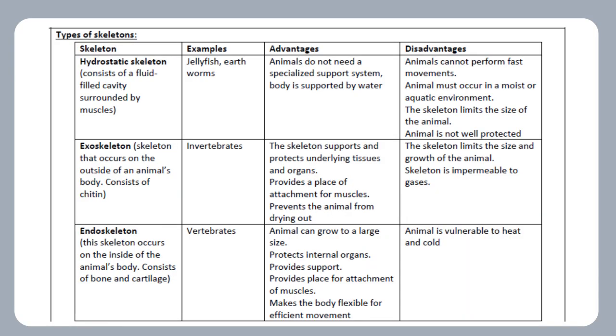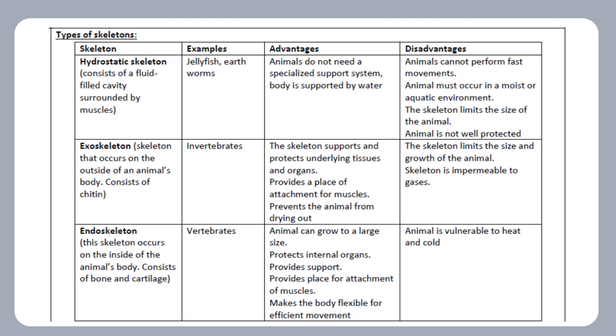Types of skeletons. Skeleton. Examples. Advantages. Disadvantages. Hydrostatic skeleton consists of a fluid-filled cavity surrounded by muscles. Examples: jellyfish, earthworms. Advantages: animals do not need a specialized support system; body is supported by water. Disadvantages: animals cannot perform fast movements; animal must occur in a moist or aquatic environment; the skeleton limits the size of the animal; animal is not well protected.